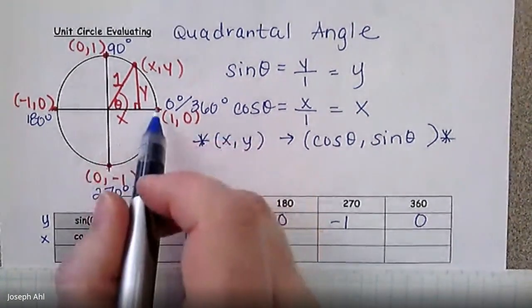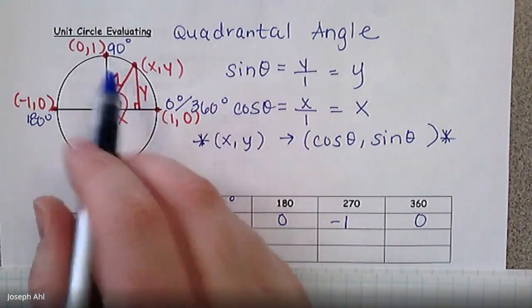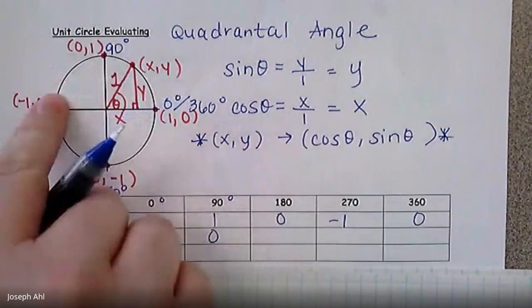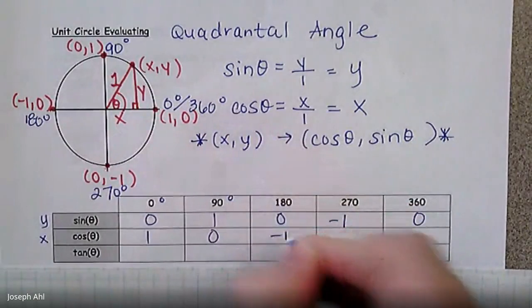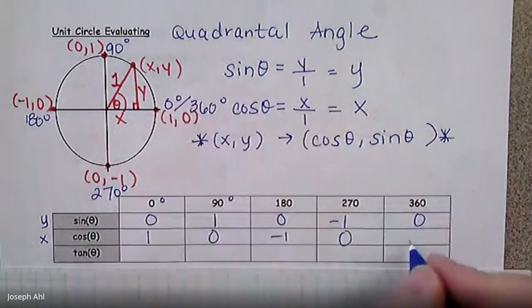If we start back at the beginning and we look at the x values for cosine, cosine of 0 we said is 1, cos of 90 is 0. Come around to here, cos of 180 is -1. At 270, we're at 0. And finally, back full circle, that's going to be a 1.